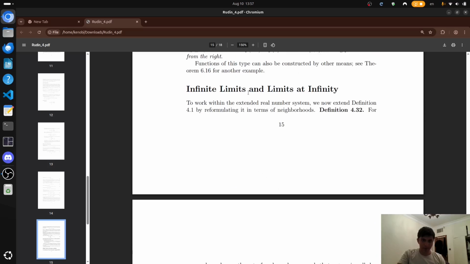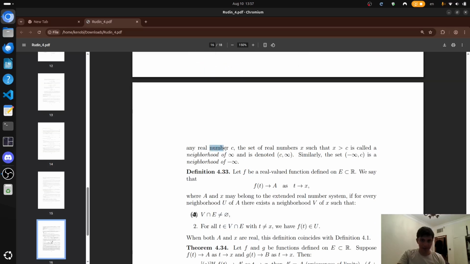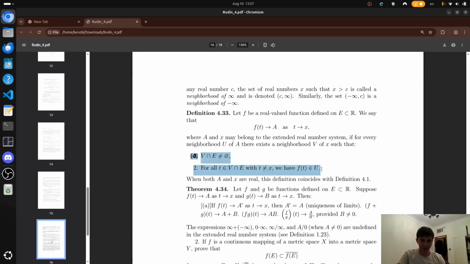Okay, now we have infinite limits and limits at infinity. It's basically the same thing as limits, etc., but we're defining it in terms of neighborhoods.